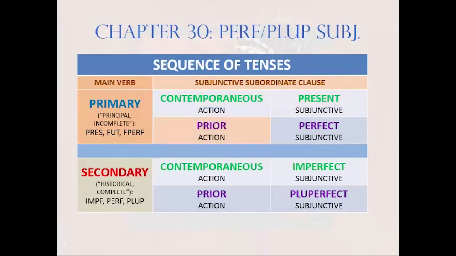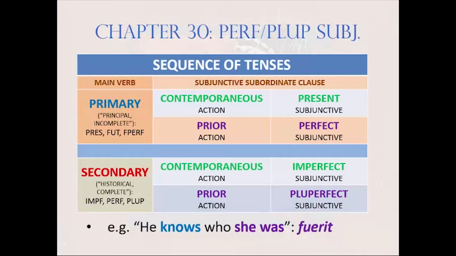However, if the action of the clause occurs before the main verb, that is, its past or prior action, for instance, he knows who she was. If that's the case, then Latin uses the perfect subjunctive. Here that would make it fuerit.